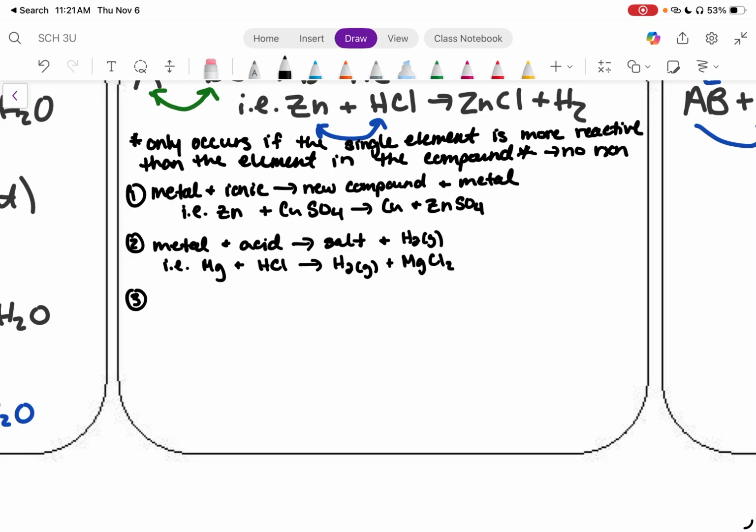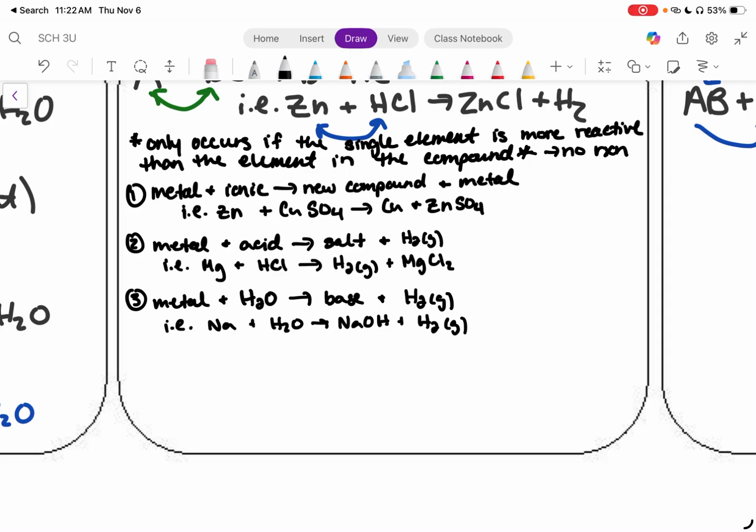Third example, when I had a metal and water. Actually, instead of water, I'll write H2O. We should all know H2O is water. Here, we always end up with a base and hydrogen gas. For example, let's say my metal is sodium plus water. I will end up with NaOH plus hydrogen gas.